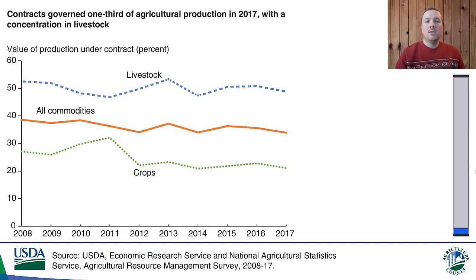Contracts are widely used in the production and sale of U.S. agricultural commodities. In 2017, 49% of the value of livestock production was raised under contract agreements, usually between farmers and processors, while contracts governed 21% of the value of crop production.